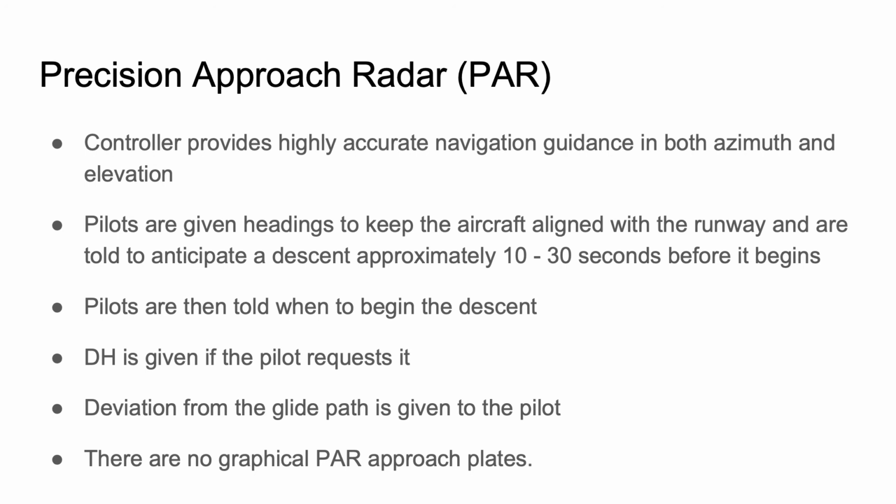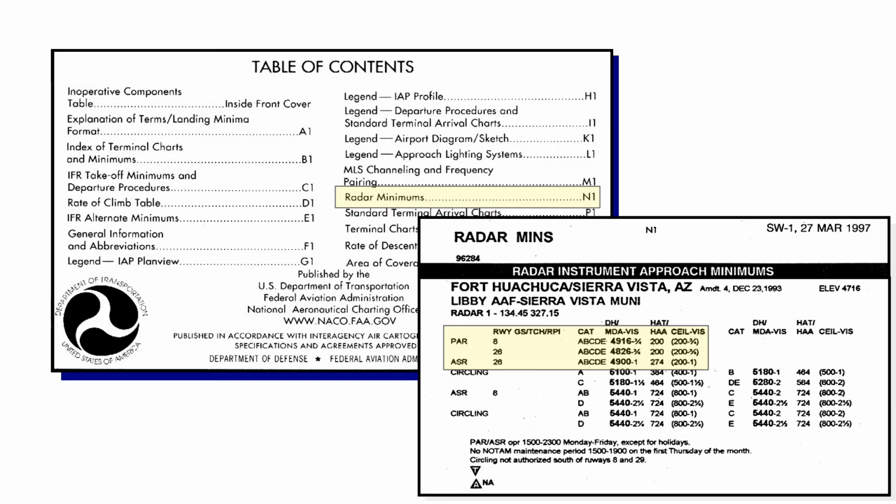Again, there's no graphical representation of this, and it's probably unlikely that you're going to use either an ASR or PAR approach except in an emergency. If you do need one, it is good to know that an airport is approved for it, and you can find that in the chart supplement.